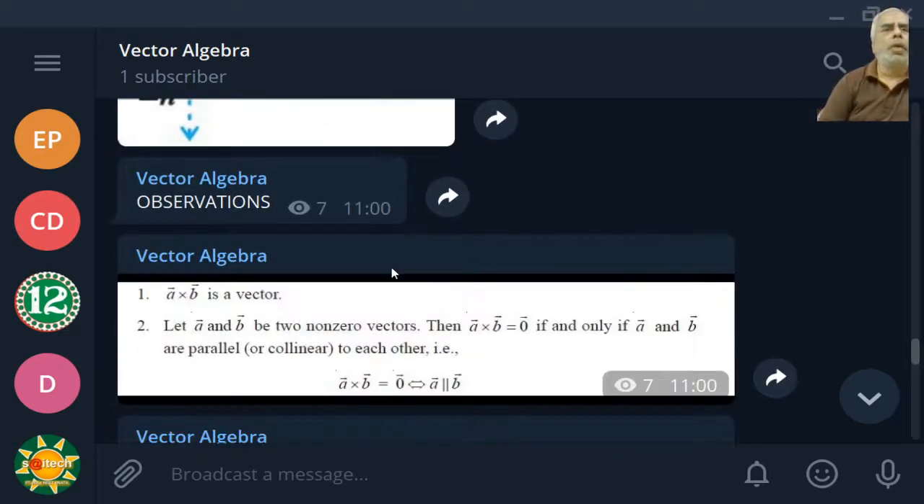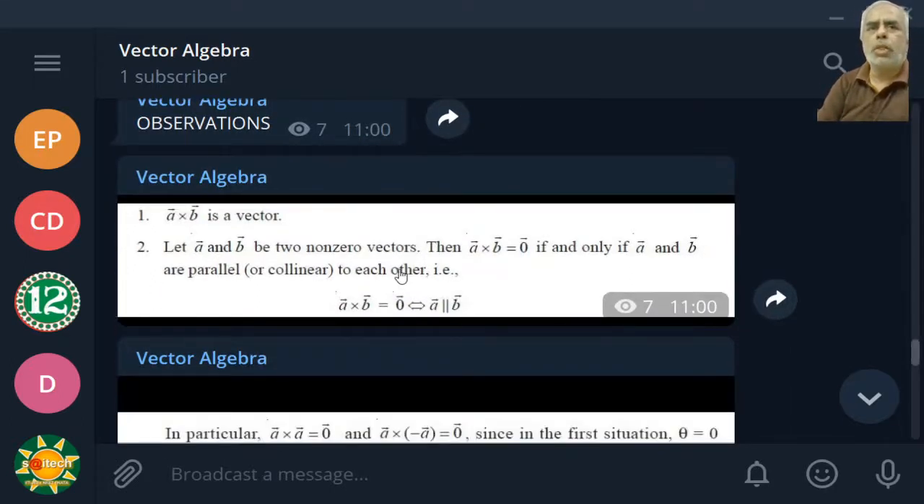Now here also we have some set of observations in cross product. In cross product, A cross B, the resultant is a vector. In the case of dot product, it was scalar, is it not? So it is a scalar. In this case, it is vector. Then A and B are the non-zero vectors. Now, when they become zero, what is the condition? In this case, A and B are parallel or collinear.